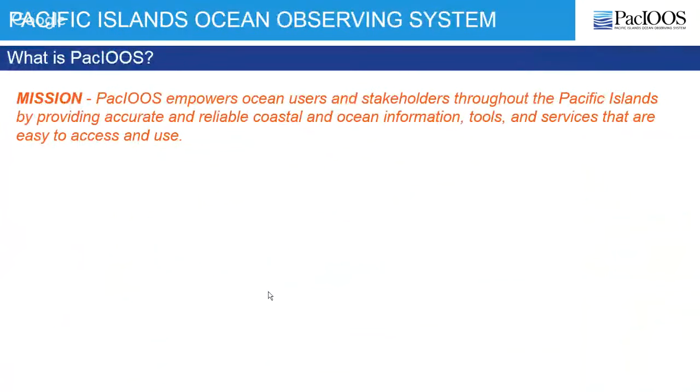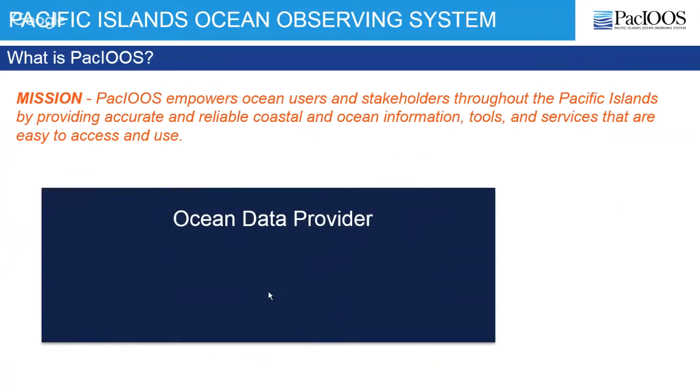So what is Pac IOOS? Pacific Islands Ocean Observing System. Our mission is to empower ocean users and stakeholders throughout the Pacific Islands by providing accurate and reliable coastal and ocean information, tools, and services that are easy to access and use. So we like to call ourselves an ocean data provider. And there are different components to it.